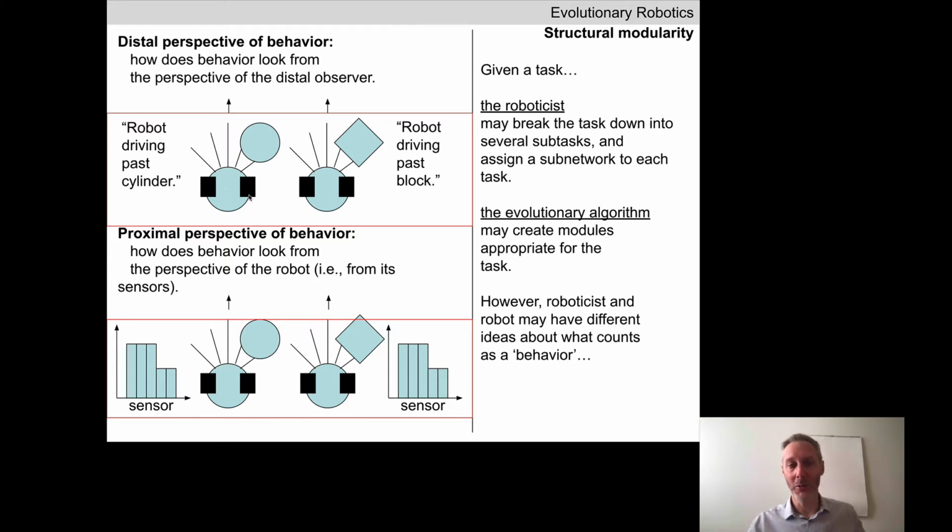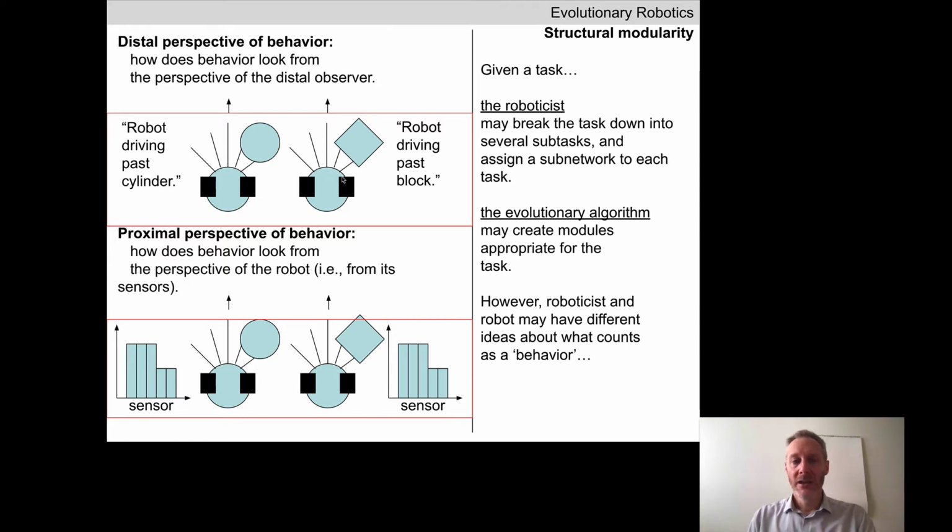Imagine we have a wheeled robot and it has 5 distance sensors. And at one point in time, this robot is driving past a cylinder. We're looking down on the top of the cylinder and down on the top of the robot. And we would say, if we were asked to describe what the robot is doing, it's driving past the cylinder. We can see that two of the five distance sensors are registering the cylinder. So the robot is driving past the cylinder. The robot can see the cylinder.